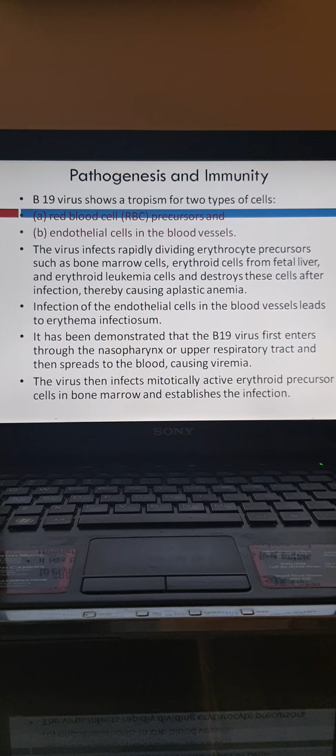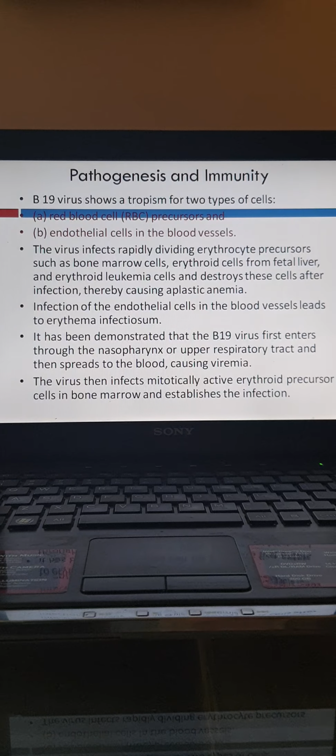Now this is important: pathogenesis and immunity. B19 virus has a selective tropism for 2 types of cells, that is RBC precursor cells and endothelial cells present in the blood vessels. This virus infects the rapidly dividing erythrocyte precursor cells present in the bone marrow, erythrocyte cells from the fetal liver, and erythroid leukemia cells.